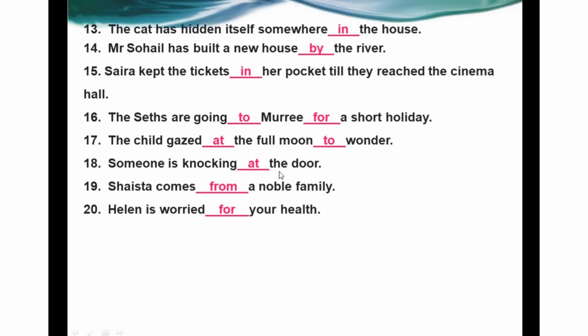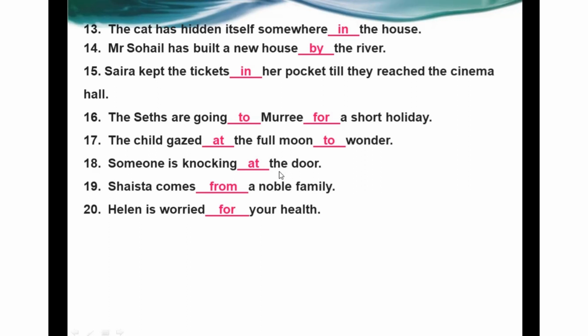Now let's come to number 19. Shaista comes dash a noble family. When someone belongs to somewhere, what do we usually say? It is like this: she comes from a wealthy family, she comes from a respectable family, from a noble family, like that. For that we use "from". So our sentence will become: Shaista comes from a noble family.